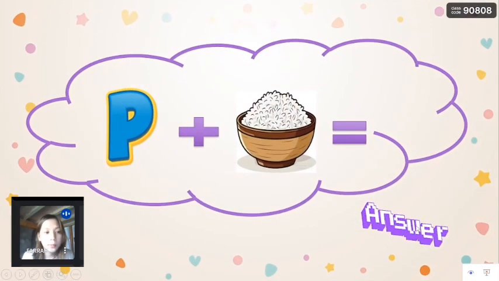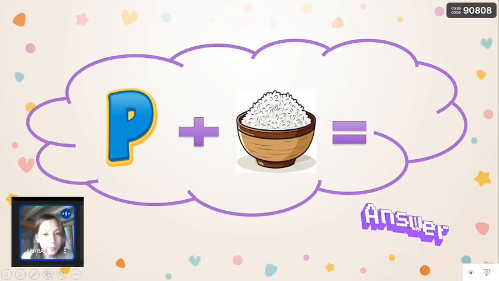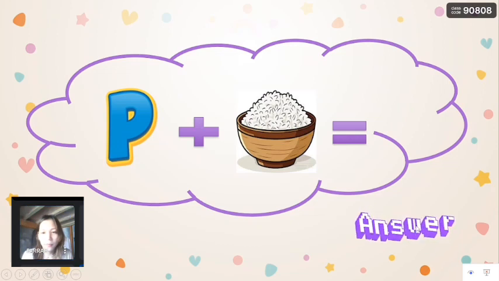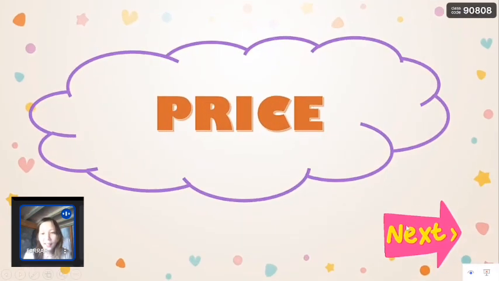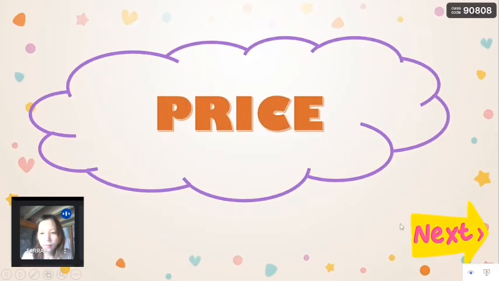Okay, what is in the picture? Letter P, teacher. A bowl of rice. Okay, what is the answer? Price, teacher. Very good. Very good, class. And next.